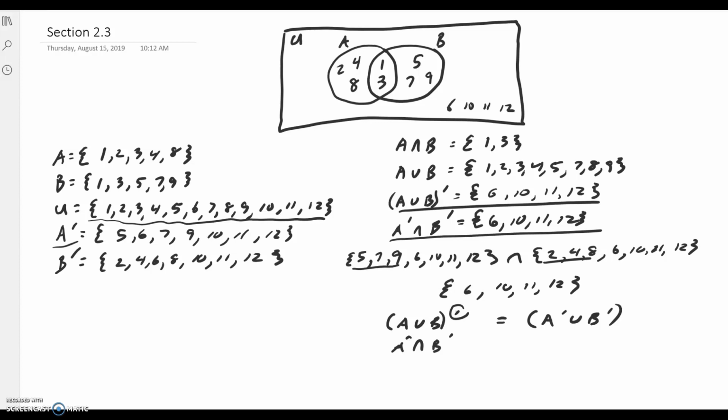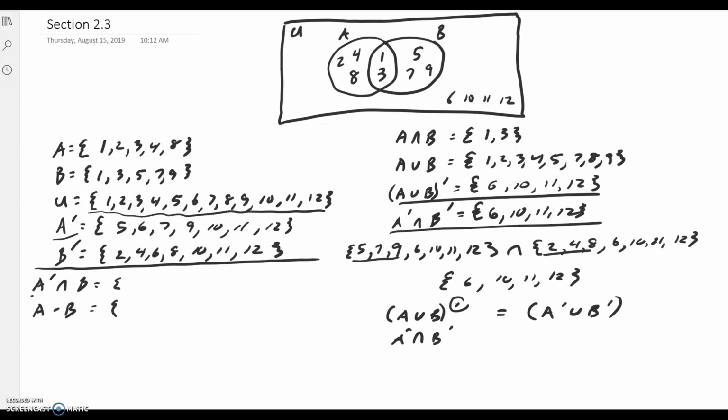So let's continue on. So right here, we're asked to find the intersection of the complement of A and B. So I have the complement of A right here, and B is right here, so we want to find the elements that are in both. 1 is not, 3 is not, 5 is, 7 is, 9 is. So 5, 7, 9 are the intersection of these two sets.